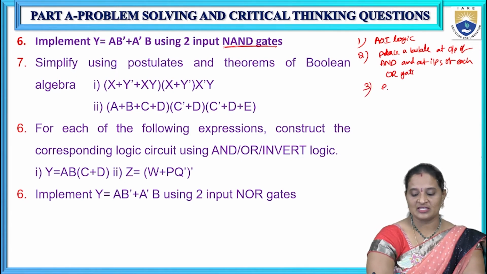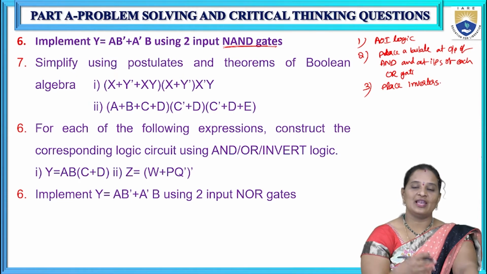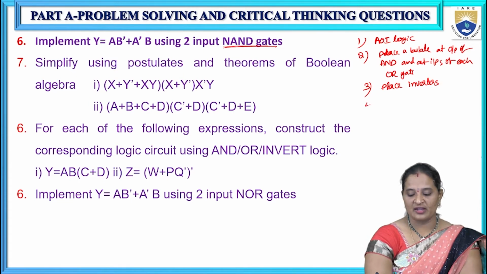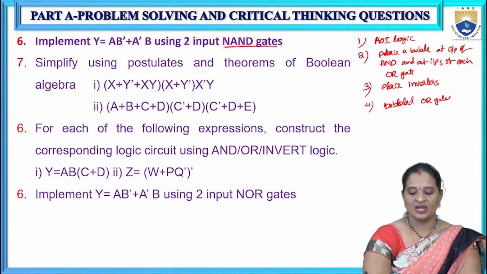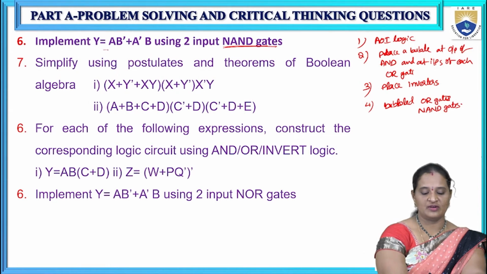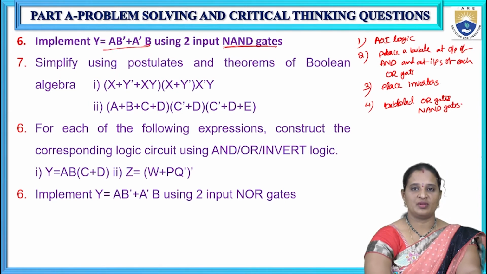Third one is place bubbles. Place inverters on each line which has received a bubble, and eliminate double inversion. And finally, we need to replace the bubbled OR gate. That means we have placed bubbles at the inputs of OR gates, right? So all the bubbled OR gates should be replaced with NAND gates. So that is how we can implement the Boolean function. Not only this Boolean function, any Boolean function can be implemented using NAND gates using this procedure.